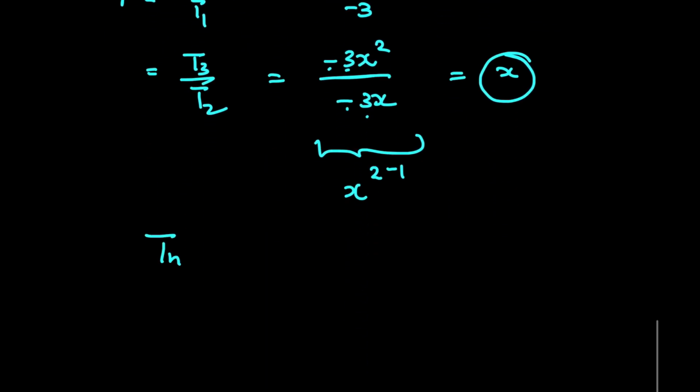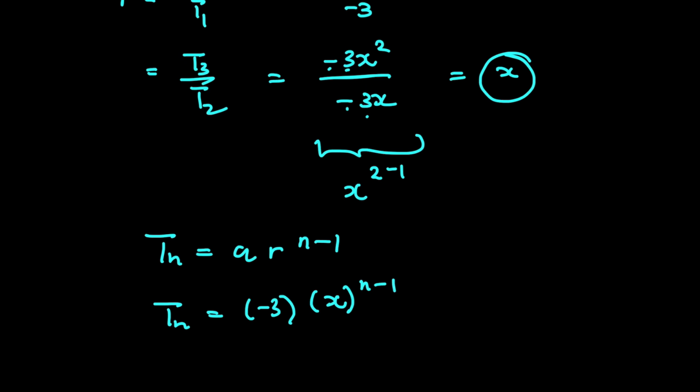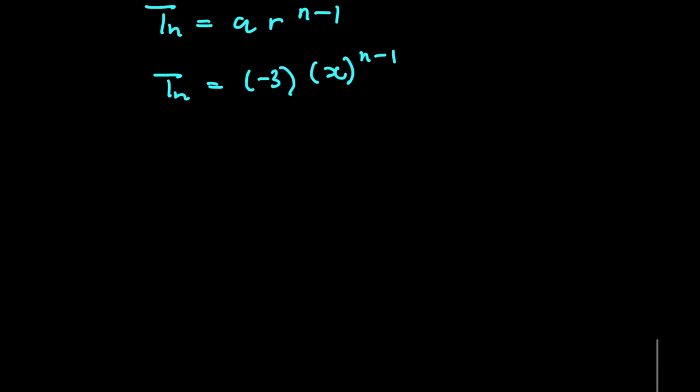So Tn is equal to A times R to the n minus 1. So Tn is equal to A, which is minus 3, then R is x, to the n minus 1. There you guys have it. So this is a geometric sequence: 1 over 2, negative 1, and 2.